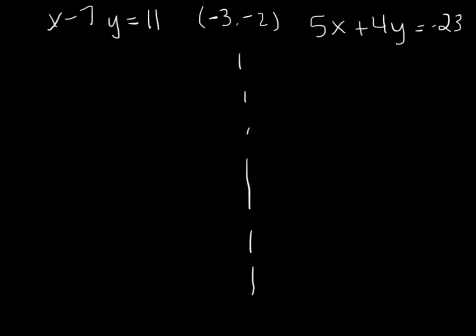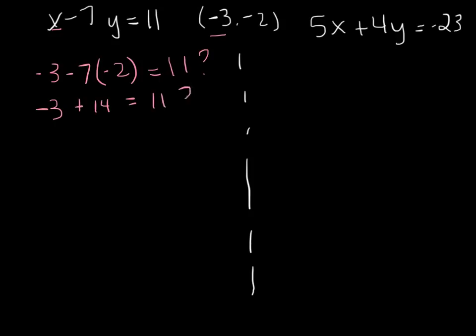Okay, so now we're checking to see if our point is a solution of both of the equations. So we have our first equation, and we're going to go ahead and plug in our x for our x. So negative 3 minus 7, we put our y in where our y is, negative 2, equals 11. We're asking ourselves, is this true? So negative 3, minus 7 times a negative 2 is a positive 14, equals 11. Negative 3 plus 14 is 11. 11 equals 11. That is a true statement.